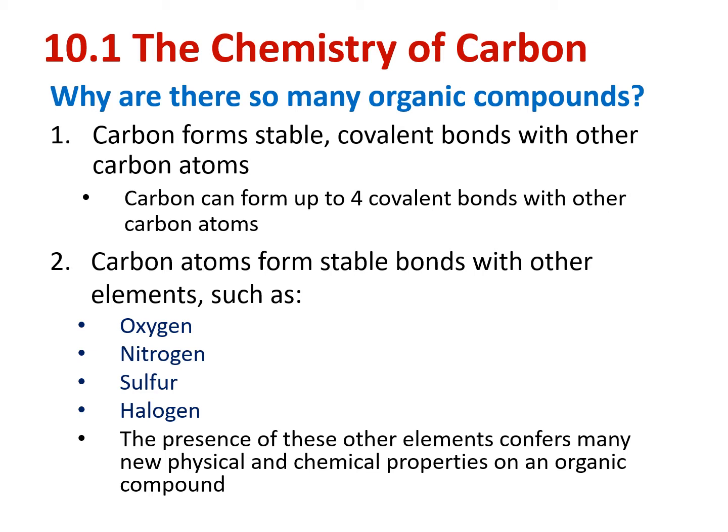So carbon can form stable covalent bonds with other carbon atoms, and the fact is that carbon can form up to four covalent bonds with other carbon atoms. So this point is important. Apart from other carbons, carbon can also form stable bonds with other elements like oxygen, nitrogen, sulfur, halogen, and when these elements are present, these will confer many new physical and chemical properties to that organic compound.